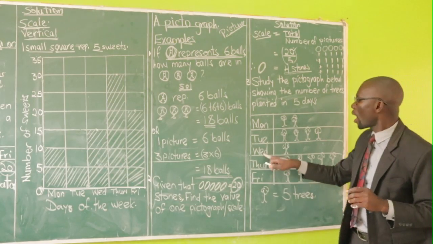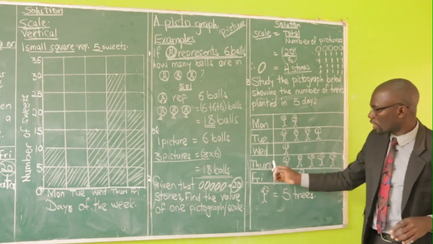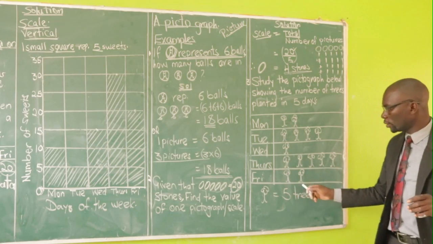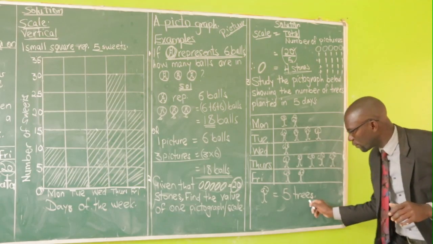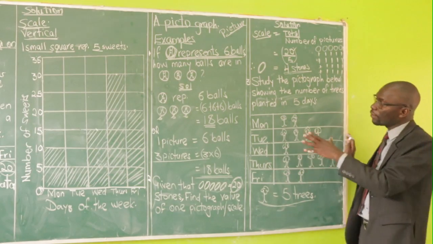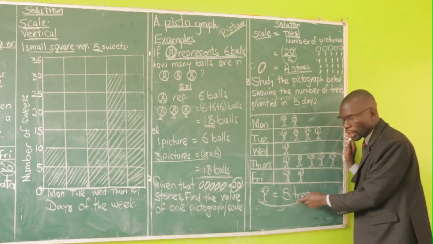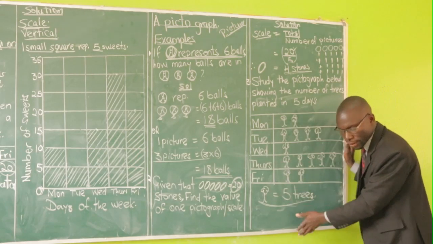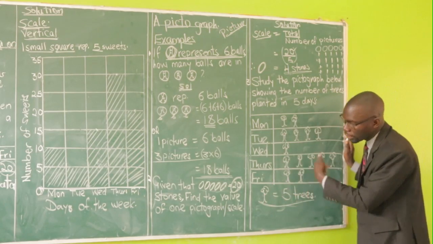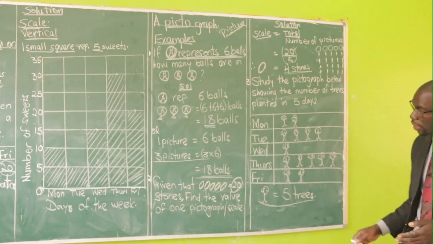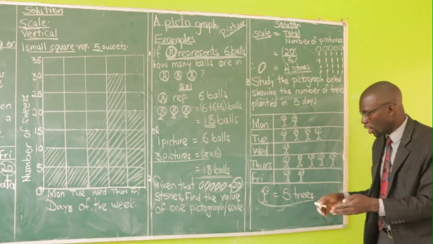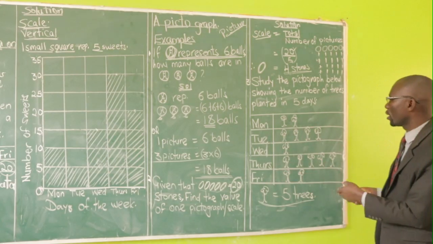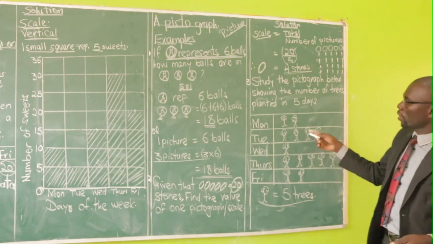On Wednesday, how many? We have 1 picture. On Thursday, we have 1, 2, 3, 4, 5. On Friday, we have 1, 2. But now, we have a scale down here. Remember always, whenever you find such a number, go down here, don't rush. Look down and see, is there anything called scale that you've been given? How many are in each picture? If you've been given trees like this one, how many trees are in each picture? If there are eggs, how many eggs are in each picture? How many sweets are in each picture? It depends on what you've been given.